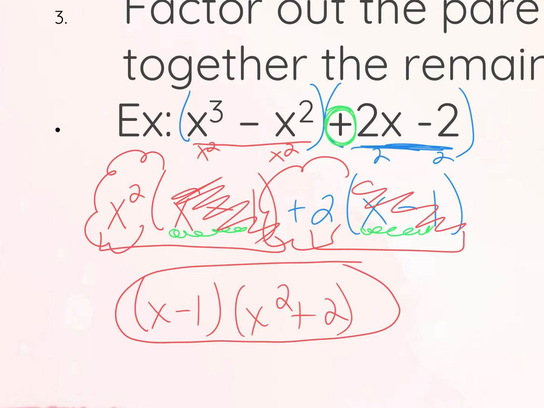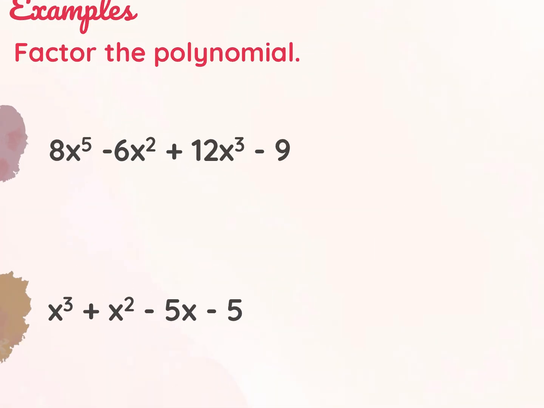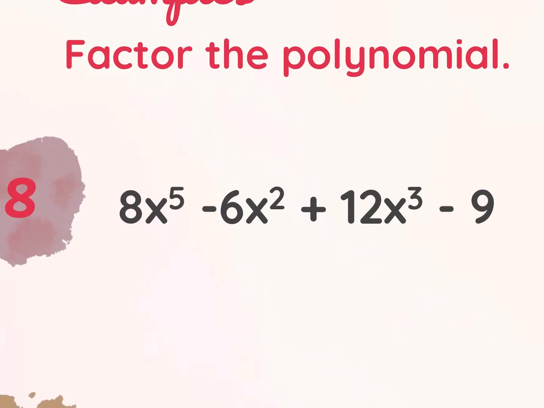All right, so let's look at this first example. Is there a letter and or number that all 4 terms have in common? No? Okay, so how do we group? When you're grouping, how do you group? Which 2 with which 2? First 2 and the second 2. Keep that sign with that third term.